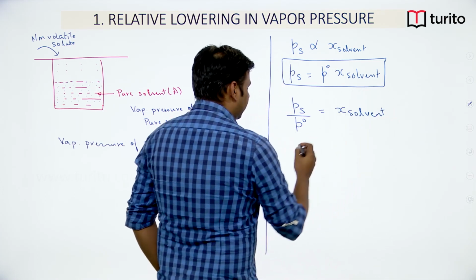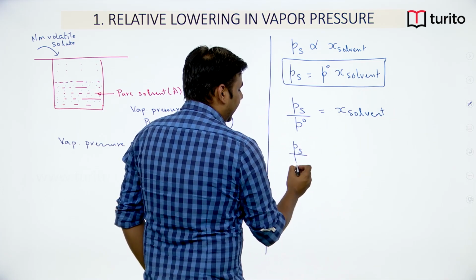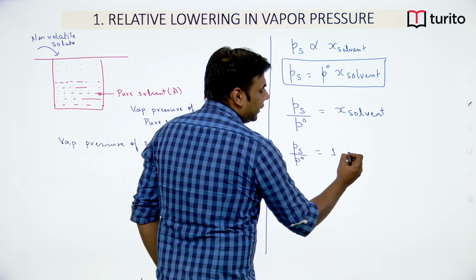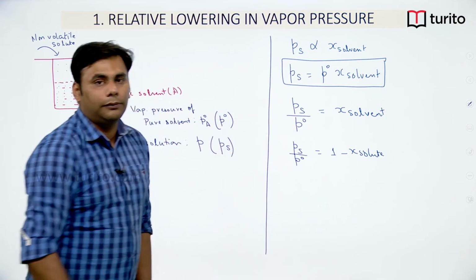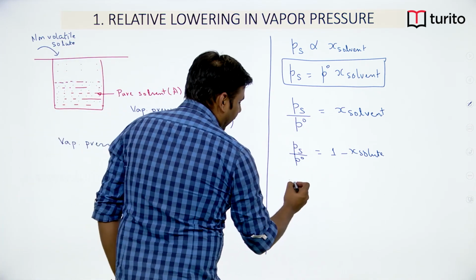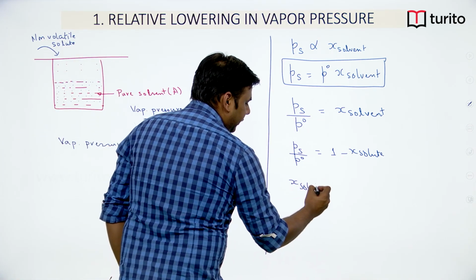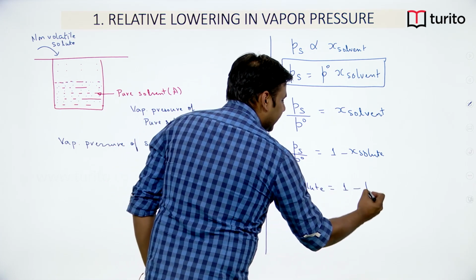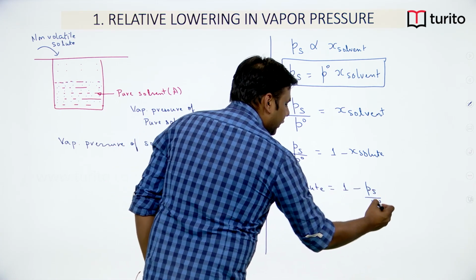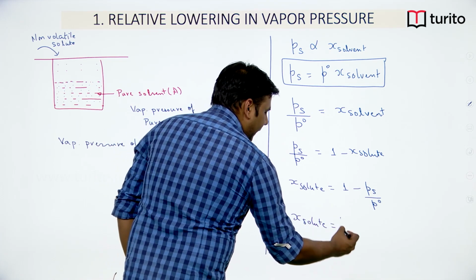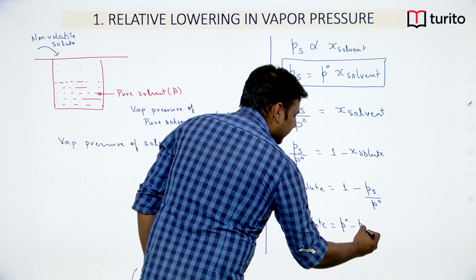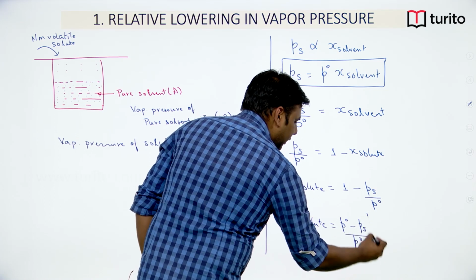We can also write the mole fraction of solvent as 1 minus the mole fraction of solute, because we know that the mole fraction of solvent plus solute is 1. So the mole fraction of solute in this case would become 1 minus PS upon P naught. So the mole fraction of solute would be P naught minus PS upon P naught.